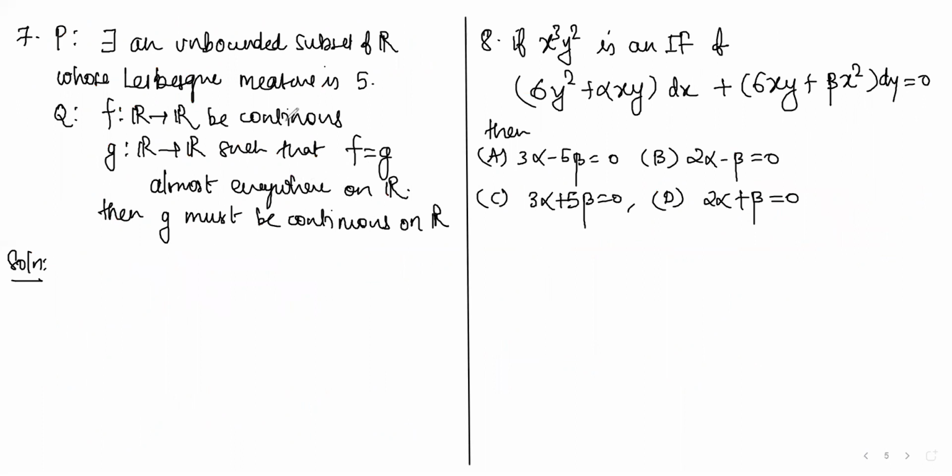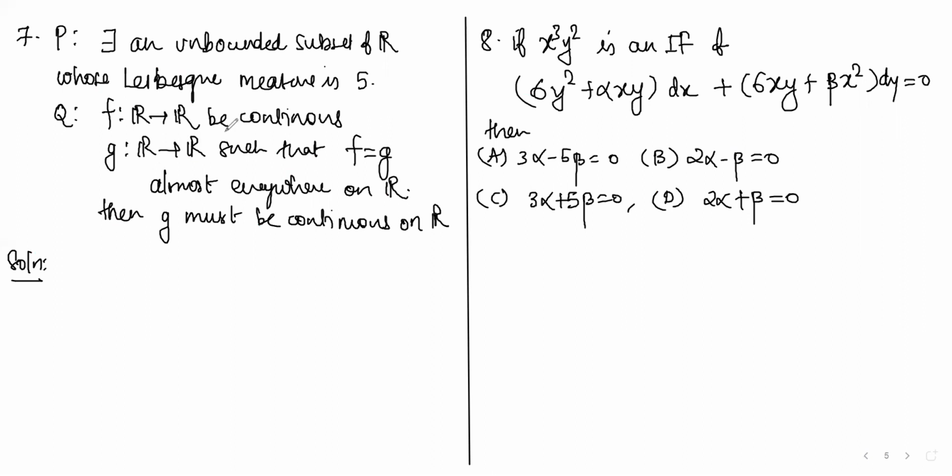So we got one problem from Lebesgue measure. It says that there are two statements given. Statement P says that there exists a subset of R whose Lebesgue measure is 5. And Q says that f is a continuous function on R, and g is also a function.